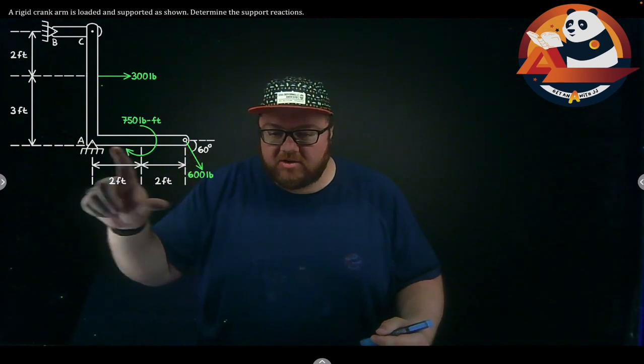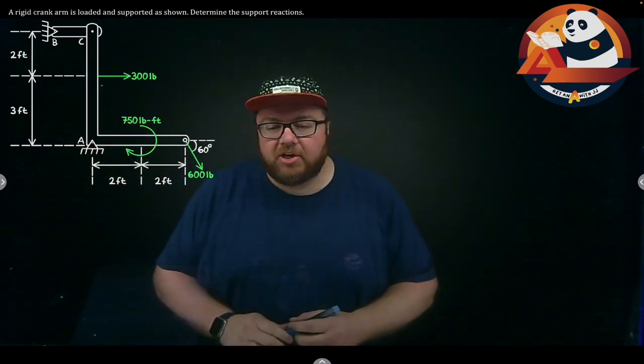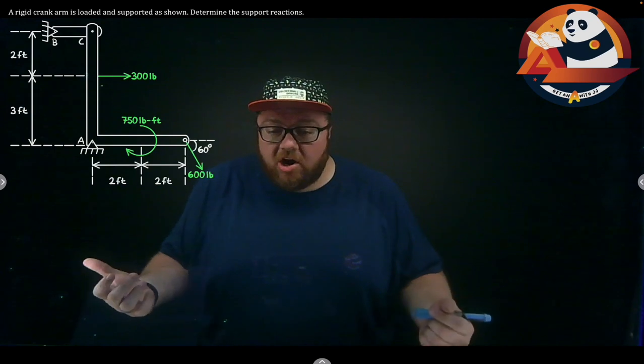So in this one, we have a rigid crank arm, this thing that goes at an angle here. It's loaded and support is shown. Let's determine our support reactions. So what are our support reactions?